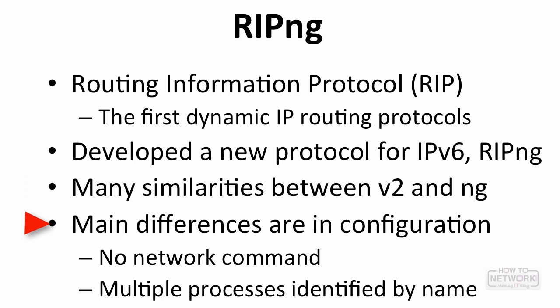The big difference between RIP version 2 and RIP Next Generation configuration is that RIP Next Generation discards the age-old RIP network command and replaces it with an enable interface subcommand. Finally, RIP Next Generation allows multiple RIP Next Generation processes on a single router. So IOS requires that each RIP Next Generation process is given a text name that identifies each RIP Next Generation process for that one router.